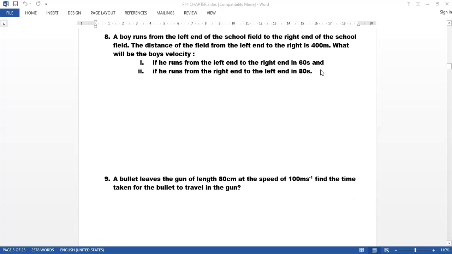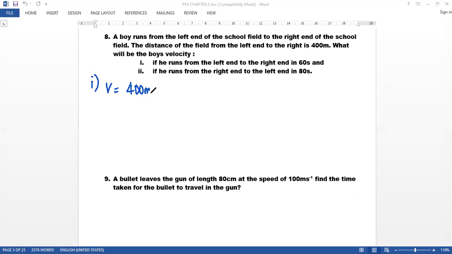A boy runs from the left end of the school field to the right end of the school field. The distance of the field from left end to the right is 400. What will be the boy's velocity? Velocity, right? If he runs from the left end to the right end, so it is 400 meter.